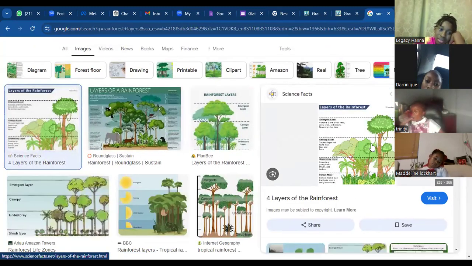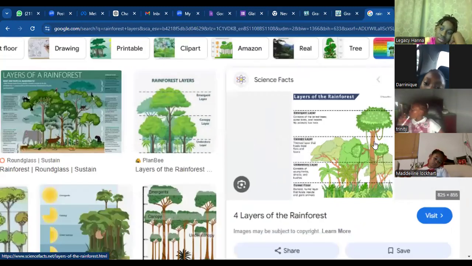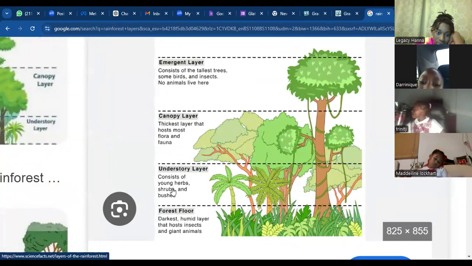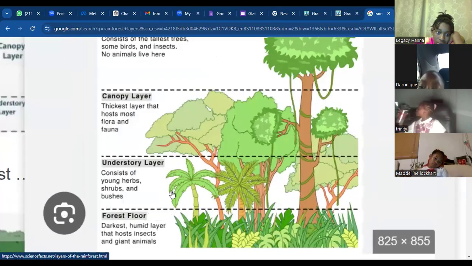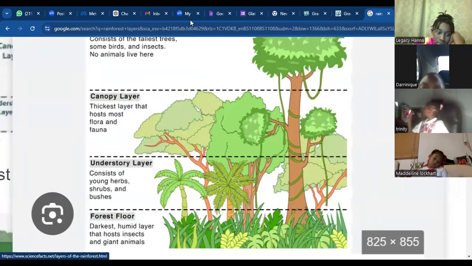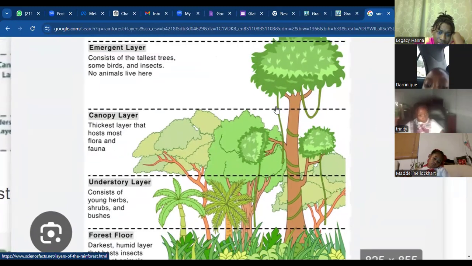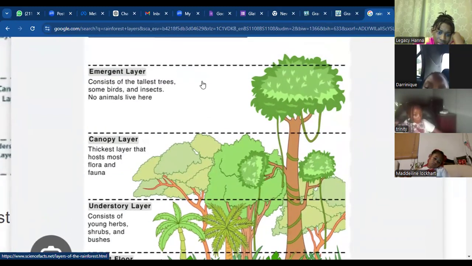So you have the forest floor where a lot of plants grow. Then you have the understory, which consists of young herbs, bushes, shrubs. Then you have the canopy layer. This is the thickest and has the most flora and fauna. Only the tall plants grow in this area. And then you have the emergent layer, which consists of the tallest trees. No animals can live here. Okay.